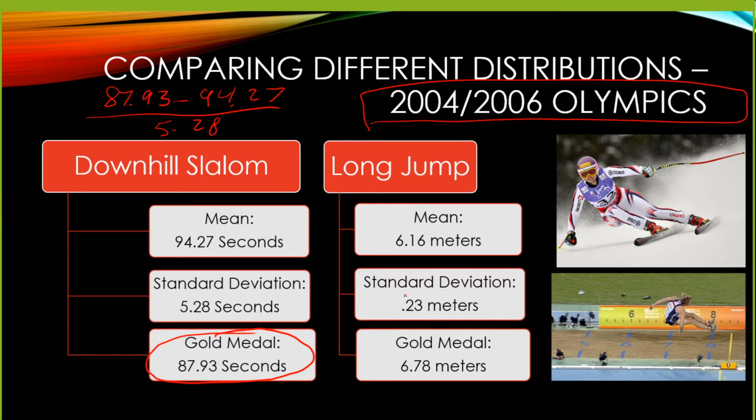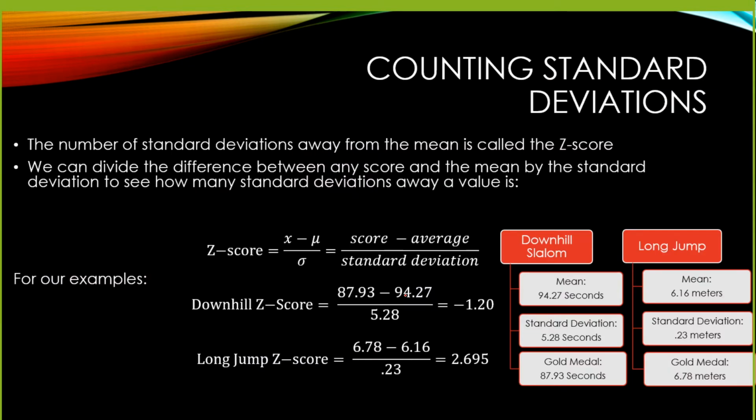And we do the same thing for the long jumpers. And if we do, we get two different z-scores. Our downhill slalom was 1.2 standard deviations below average, which is good because this is a race, so you want your time to be low, versus a long jump, which was 2.7 standard deviations above average, which again is good because we want our distance in this case to be long. So completely different sports. They're measured in different ways, and in one we want our score to be low.